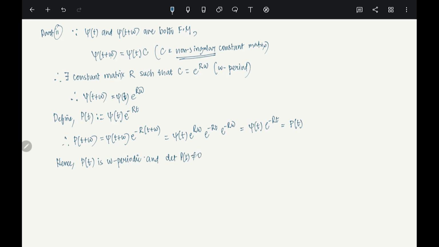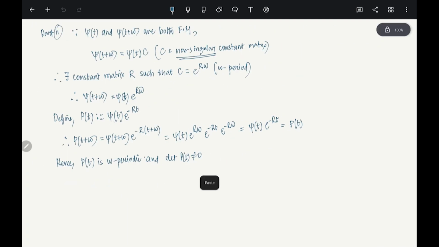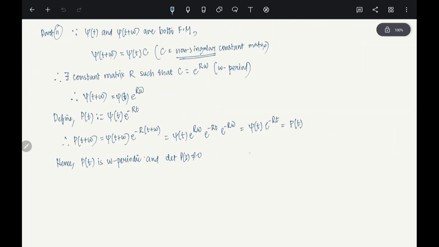So the determinant of AB is the determinant of A times the determinant of B, so it's non-zero, right? So we can just write it like this. Clear? Okay. So the beautiful part about this is, once this is done, phi of t can be written as P of t times e power R t. Hence we proved our theorem.